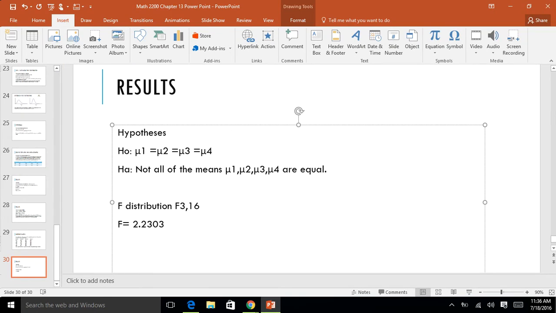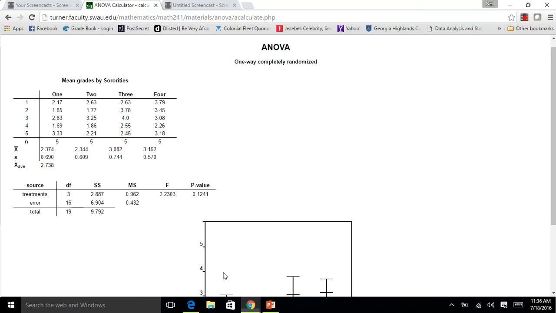Okay, now it wants me to do the probability statement. So that is going to be p-value equals probability of F is greater than 2.2303, and that's going to equal just the p-value. And what's my p-value? It's 0.1241. And where did I get that? Right here. There's my p-value.